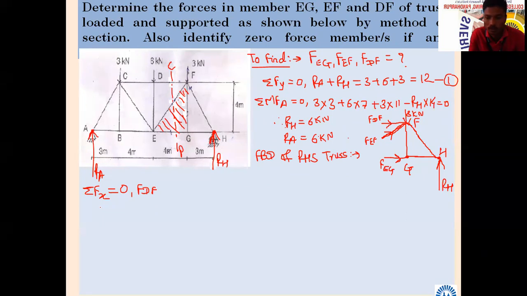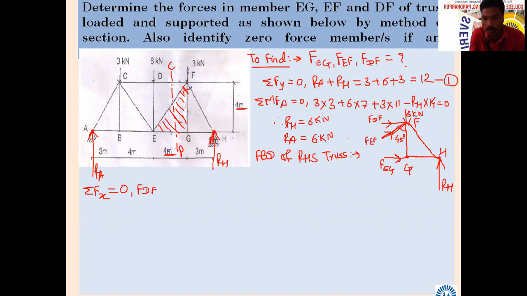What type of nature of this triangle? Isosceles triangle. Yes, isosceles. Okay, both sides are equal. Here there is a horizontal 4, vertical 4. Means what will be this angle then with vertical? Force EF, how much angle it will make with the vertical? 45.